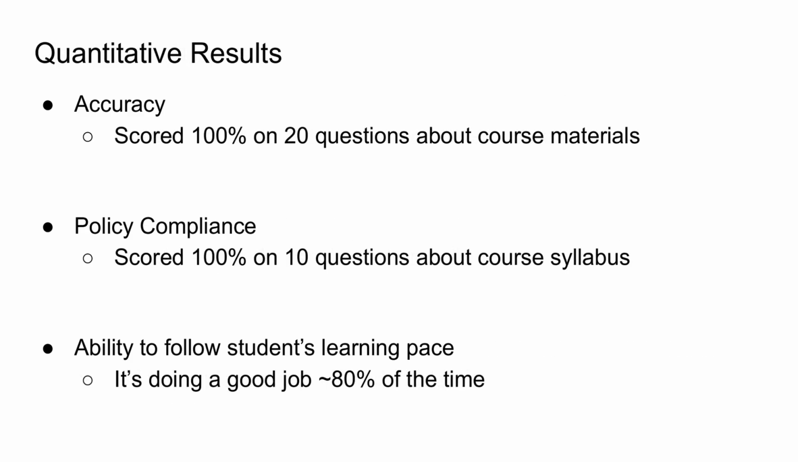The system performs well quantitatively. It scores 100% on both accuracy and policy compliance. For continuity, it stays coherent for about 80% of the time. This is strong considering the turn-based long conversations. Importantly, compared to our baseline model, which is a single agent system with access to RAG and memory, our multi-agent system performs much better on the continuity metric.